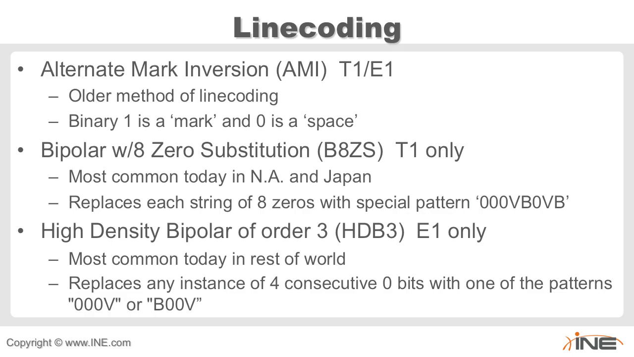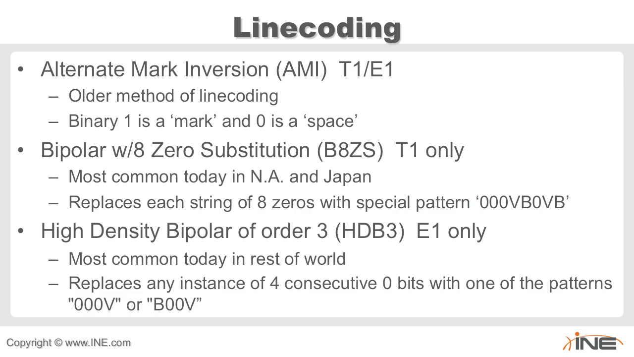B8ZS, bipolar with 8-bit zero substitution, is most commonly used in North America and Japan. This replaces each string of eight zeros seen with a special pattern, 000V, B0, VB. You don't have to remember the pattern. Just remember that B8ZS is used for T1 and replaces 8 zeros. HDB3 is what's commonly used for E1s in the rest of the world, and this uses something similar: high density bipolar of order 3. This replaces any instances of 4 consecutive 0 bits rather than 8 with one of the following patterns. The patterns probably aren't so important that you remember the exact patterns.